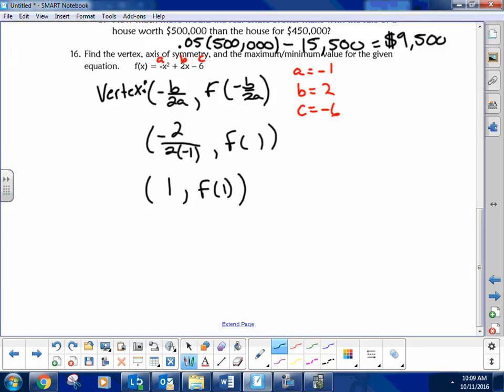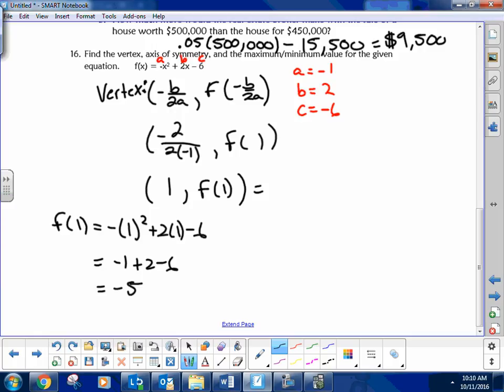So with that, we have the equation, and we have the power to do this and find out what the value is at 1. 1 squared plus 2 times 1 minus 6. That's going to be -1 plus 2 minus 6, which is going to be -5. So I can now guarantee you that the vertex is going to be 1, -5.